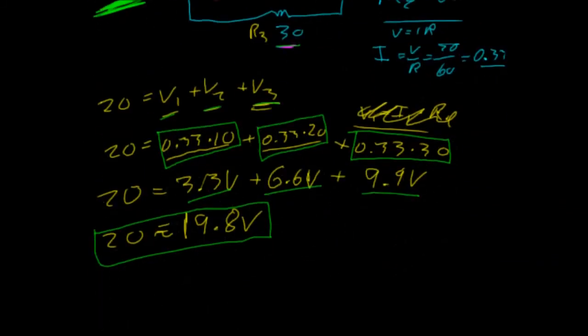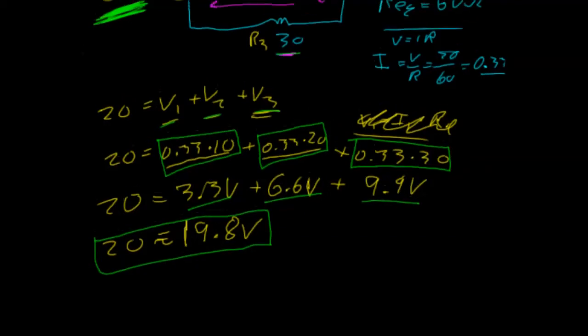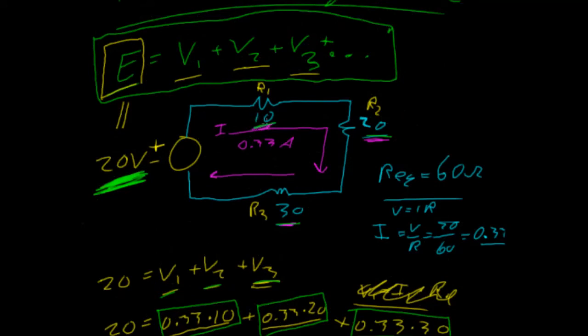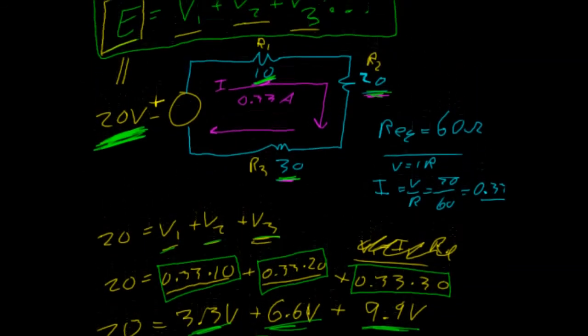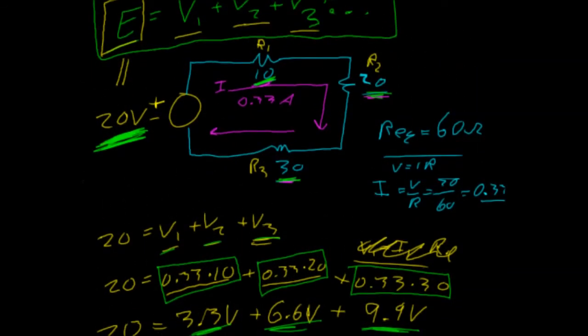So that's what I wanted to do for that video, is just deal with Kirchhoff's voltage law for series circuits. As you can see, it's a linear relationship. Like this here, 10, 20, 30, 3.3, 6.6, 9.9. Like they're sort of, as the resistance gets higher, so does the voltage drop.